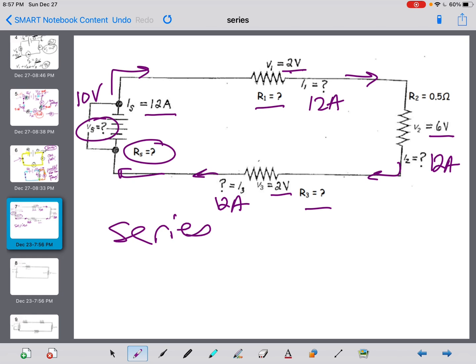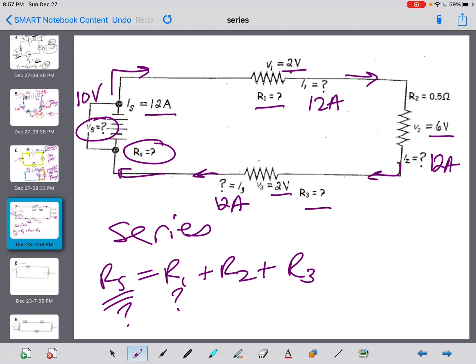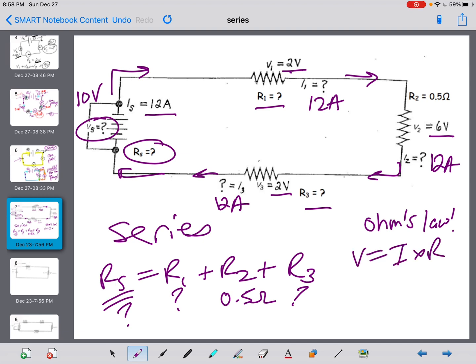So we know the relationship is that R1 plus R2 plus R3 in this case should equal RS. But this is missing, and this is missing. We only have this. That's not enough. But we have Ohm's law that we learned already. So remember that V is equal to I times R.